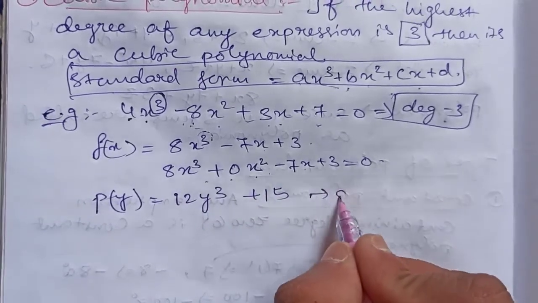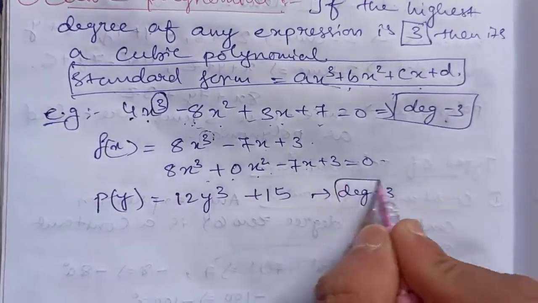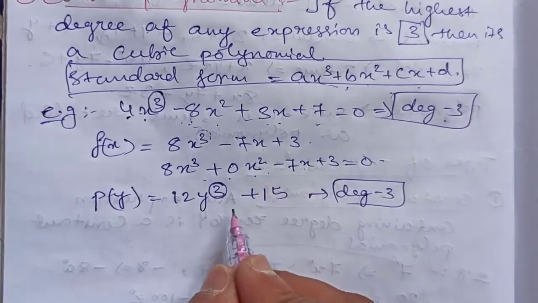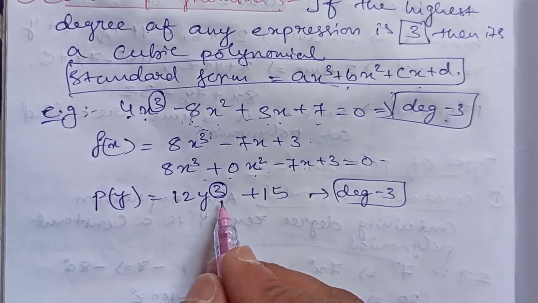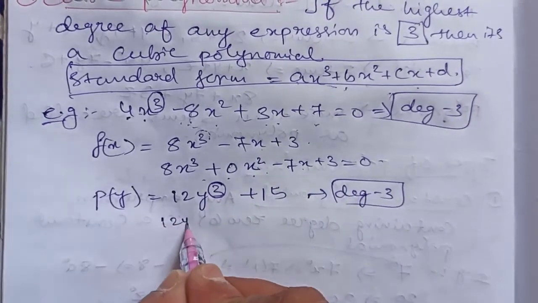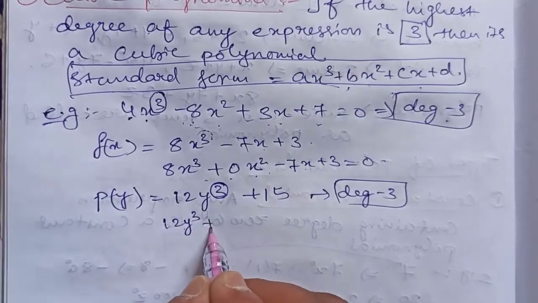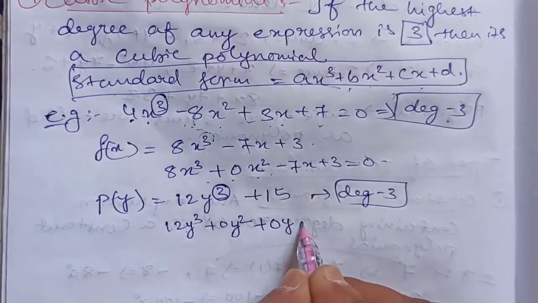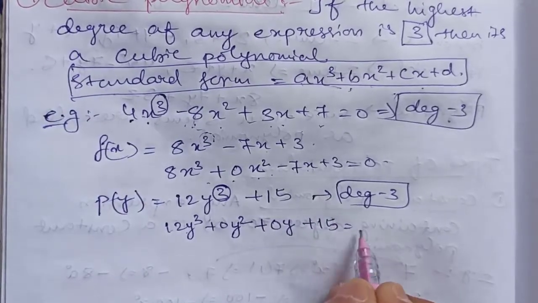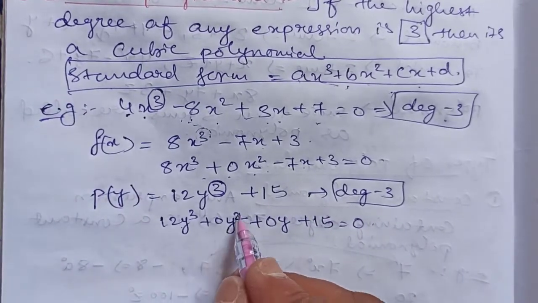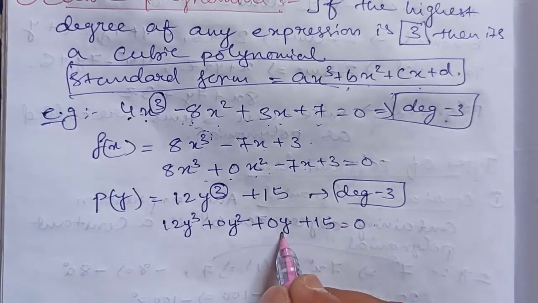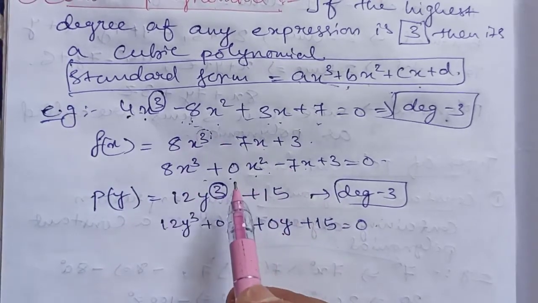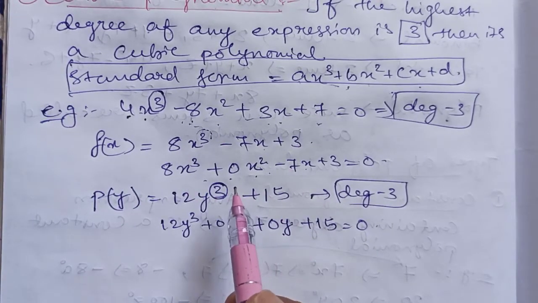Yes, it is a cubic polynomial because the degree is 3. You just see the degree of the polynomial. Is it in the standard form? No, we have to arrange it in the standard form. 12y cube plus 0y square plus 0y plus 15. Getting? So y square is also missing, y also. In this way we can arrange any cubic polynomial in the standard form.